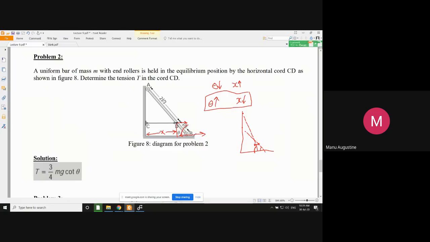Now let us go back and find what happens if I try to increase or decrease theta to the value of y. See, this is the center point of the rod and this is where mg is acting.